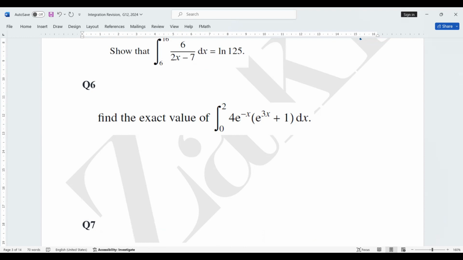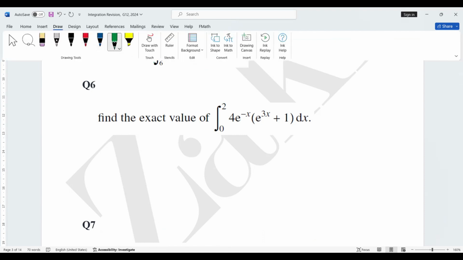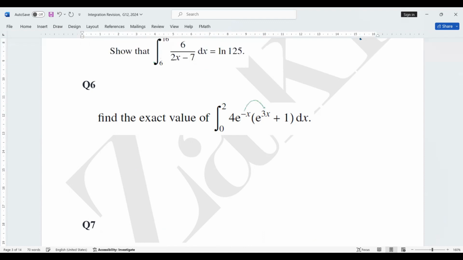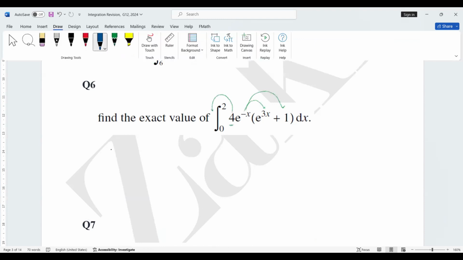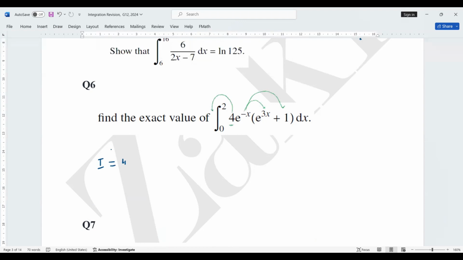This is not chain rule because e power negative x is not the derivative of e power 3x. So how can we solve this one? We expand the bracket. Also, we can take 4 because it's constant. We can take it outside the integration. Then the integration denoted by I becomes 4 integration from 0 to 2.